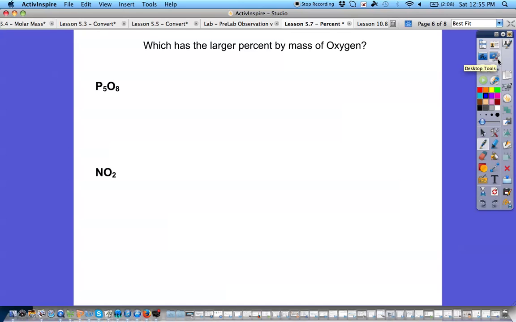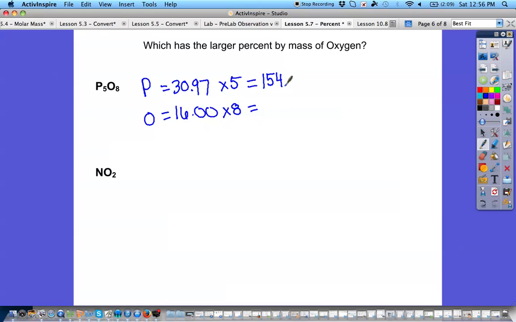Our next example says, which has a larger percent by mass of oxygen? So we have P5O8 and we have NO2, so we have phosphorus and oxygen here. Take our average atomic masses for each of them, then multiply by the number of atoms. 30.97 times 5 is going to give us 154.85. 16 times 8 is going to give us 128. Add those together and we get 282.85 grams per mole.